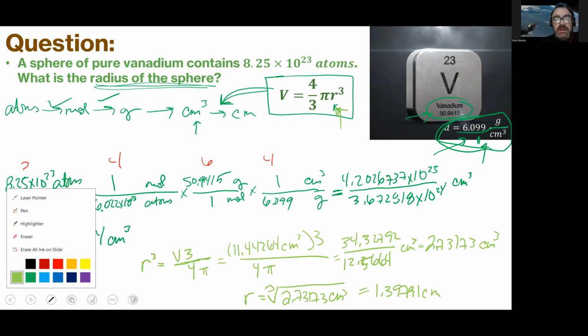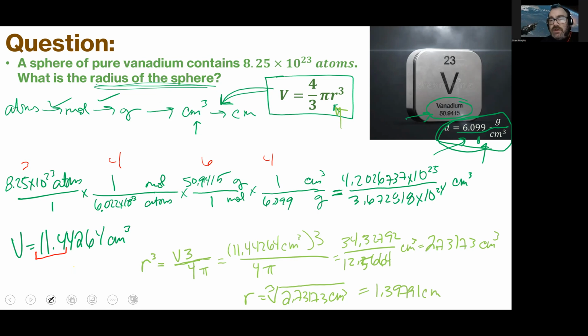Because we know we want 3 significant figures, all these are exact. Well, not the volume, but the volume is 3 significant figures. The numbers here are exact. Let me fix this box. Those are exact. Then this gets rounded to 3 significant figures, which means this is 1.40 centimeters.